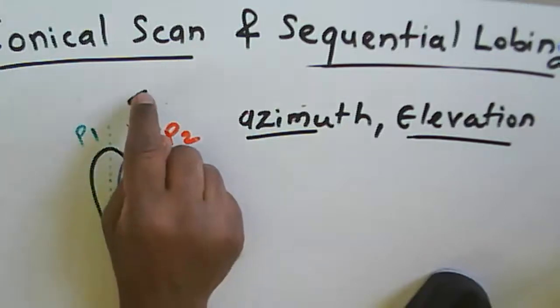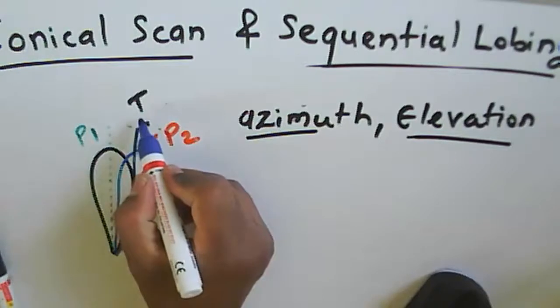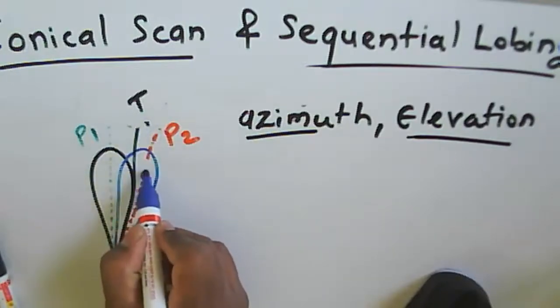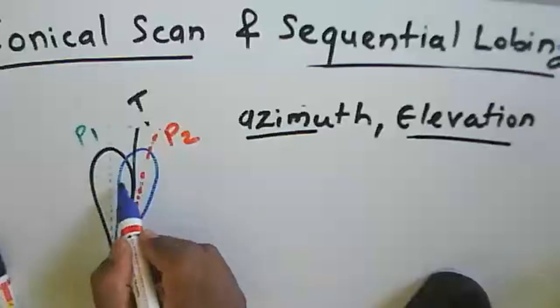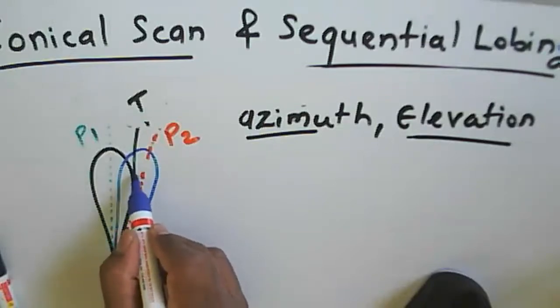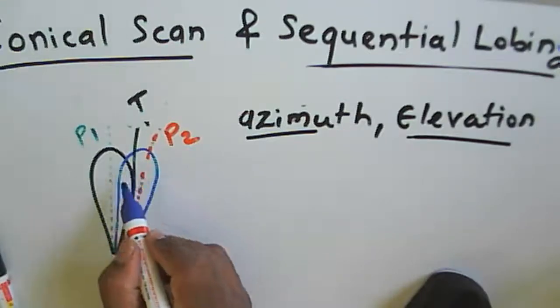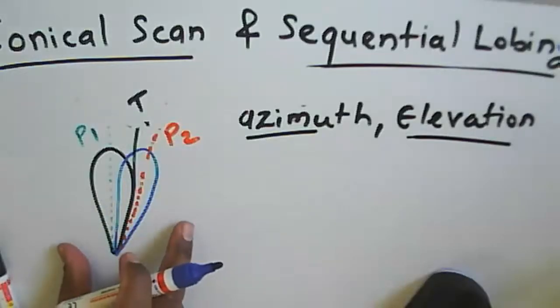But the target present is here. Here is our target. So in that case, if the target is here, what will be the squint angle between this beam, P1 and P2? If you consider that the target is here, then from this particular position we need to find out what the squint angle will be. So this one is a polar representation.